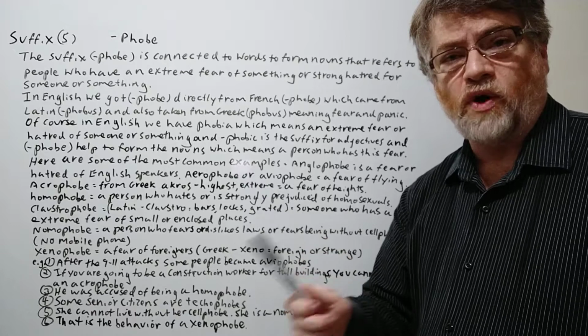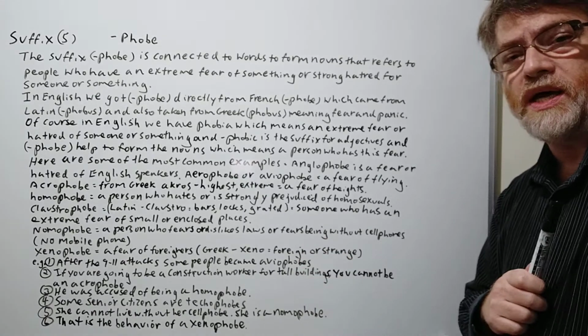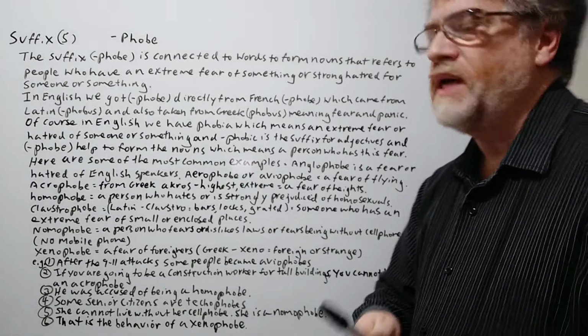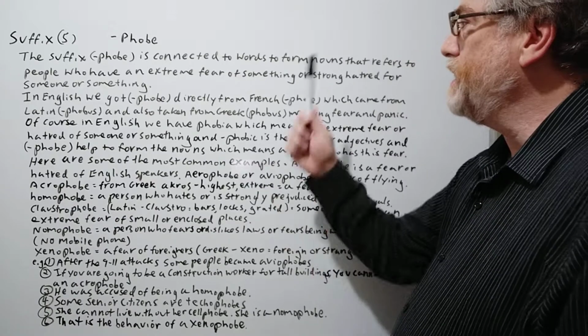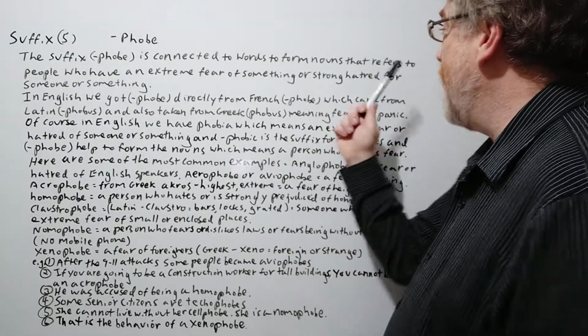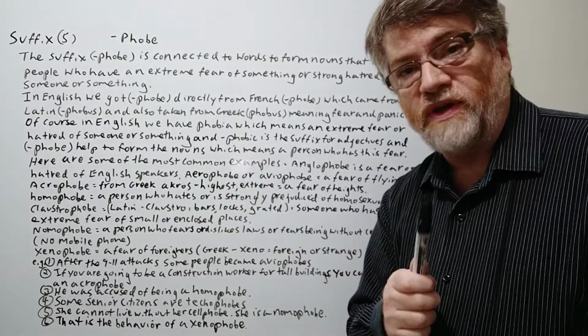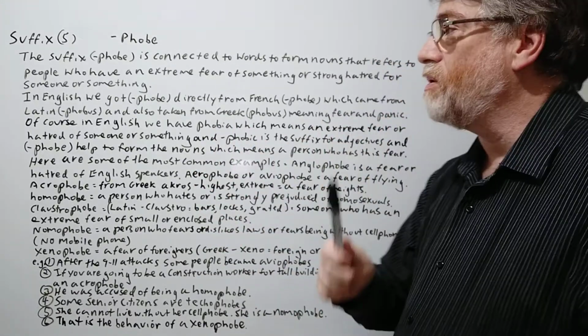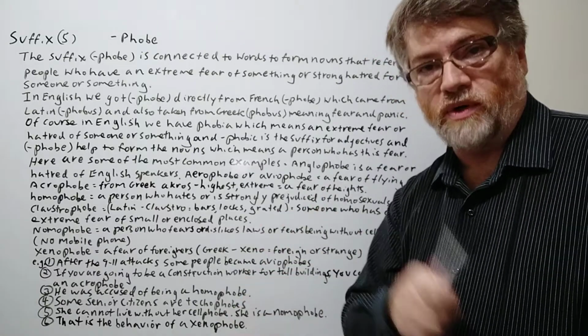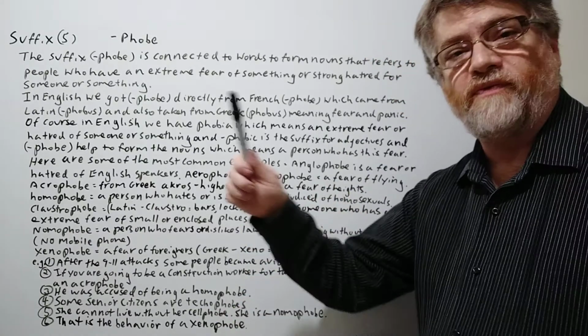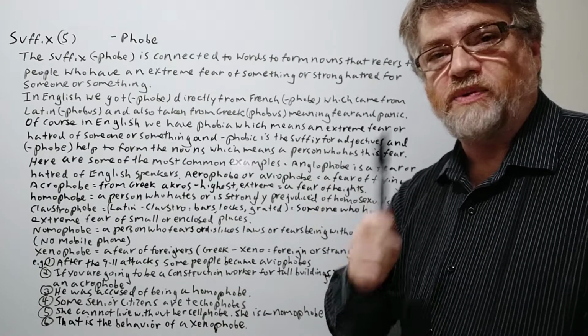Suffix today is phobe. Okay, somebody wants a screenshot? Do it right now. Let's get right to it. The suffix phobe is connected to words to form nouns that refer to people who have an extreme fear of something or a strong hatred for someone or something. All right, so every time you hear phobe connected to a word, that's what it usually is.